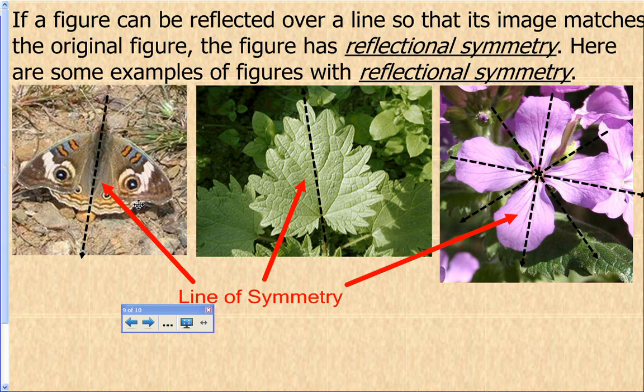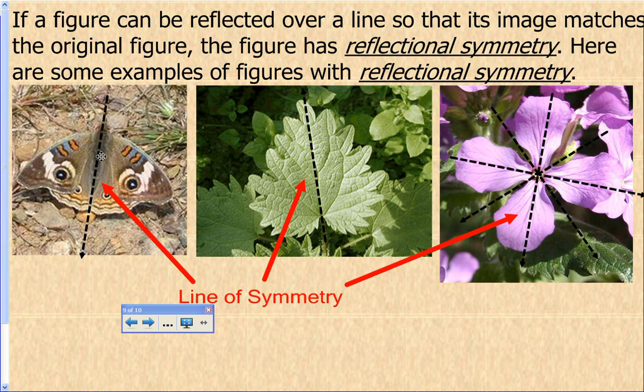Do you have reflectional symmetry? Is there a line that I could split you in half and the left side would be the same as the right side? Hopefully you're saying yes, there is. If I cut you right down the middle, the left side of you would be symmetrical with the right side of you. Hopefully. I'm sure there are people out there that's not true.